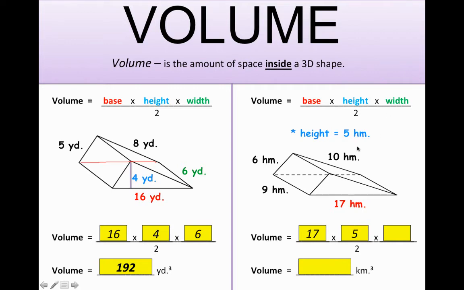And the width is the edge that connects the two triangular pieces. All right, so this right here would be that line that we're looking for. So this guy right here is where we're getting that number of 9. All right, so we're going to plug that 9 hectometers right there into that spot.